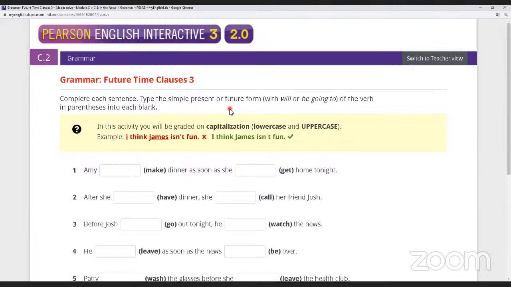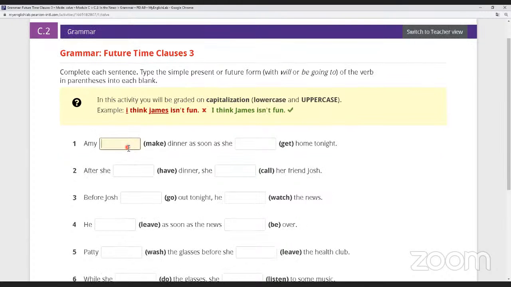Okay. Grammar, future time clauses 3. Complete each sentence. Type the simple present or future form with will or be going to of the verbs in parentheses into each blank. Okay. Amy is going to make dinner as soon as she gets home tonight. Okay. After she has dinner, she will call her friend Josh.